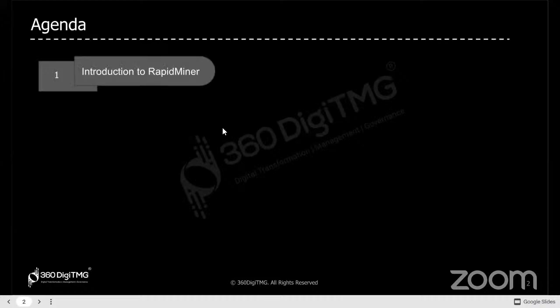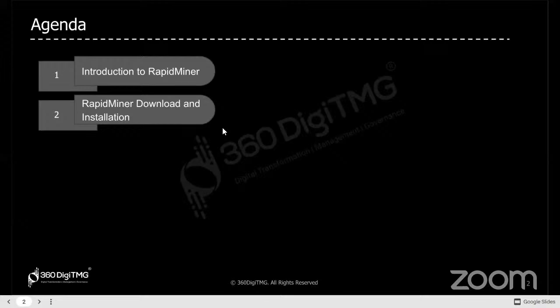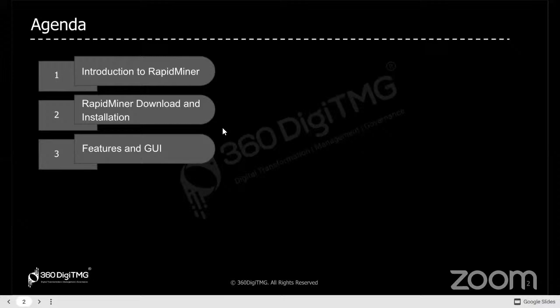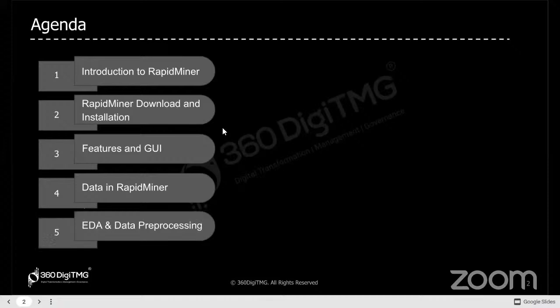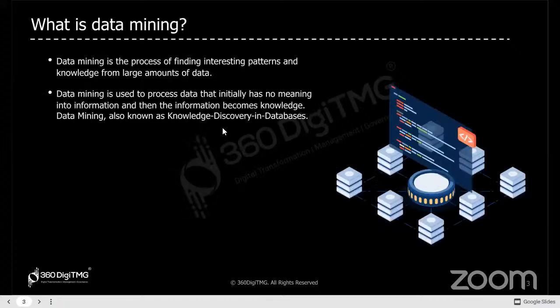In this current module, we are going to discuss the introduction to RapidMiner and how to download and install RapidMiner, and also what are the features and interface, how it is going to look, and how we use the data which is built-in or present by default in RapidMiner, and also EDA and data preprocessing. We'll see all of these topics in today's module.